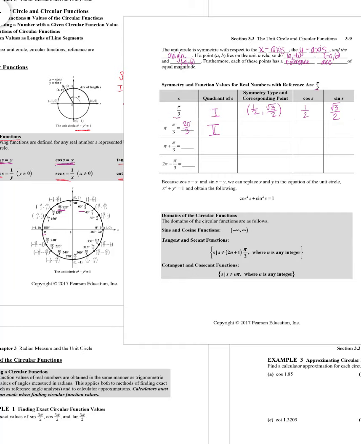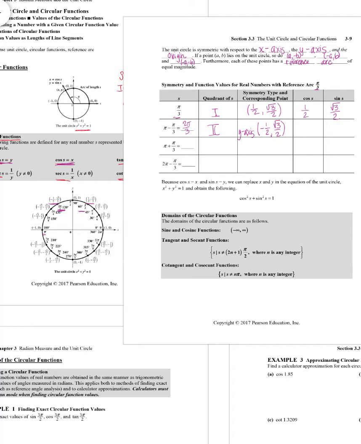The corresponding point is (-1/2, √3/2). Now if we compare this point that we just found with the original point, do you see how it's symmetric across the y-axis? So the symmetry type is the y-axis.